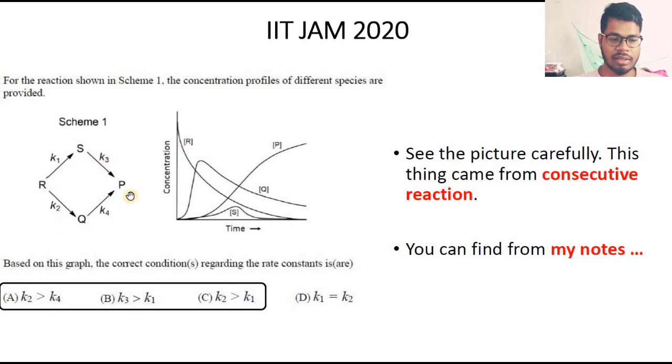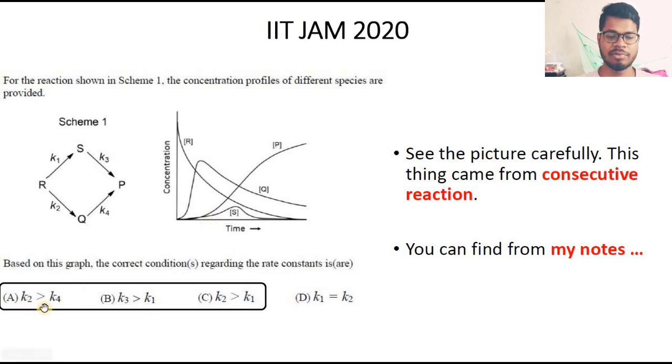Now the reactant is R, which means its concentration will always decrease. As R is decreasing, they have given the different rates, which are proportional to the rate constants. This is for Q, this is for P, this is for S. With the change of time, if any intermediate has more concentration, that means the formation rate is more for that intermediate.